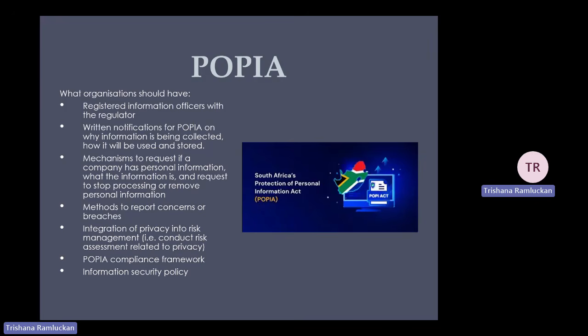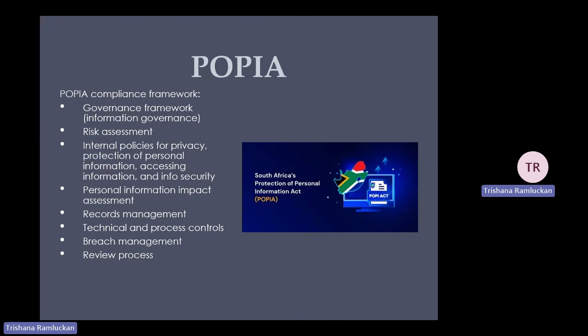Then we have methods to report concerns or breaches, and integration of privacy into risk management, which is to conduct risk assessments related to privacy. POPIA compliance frameworks have to be in place within organizations, and you have to have an information security policy. So if we look at the compliance framework, we have governance framework, which is your information governance. We have risk assessments. We have your internal policies for privacy and protection of personal information, accessing information, and information security. You also have to comply with personal information impact assessments, records management, technical and process controls, breach management, and you have to have a review process.